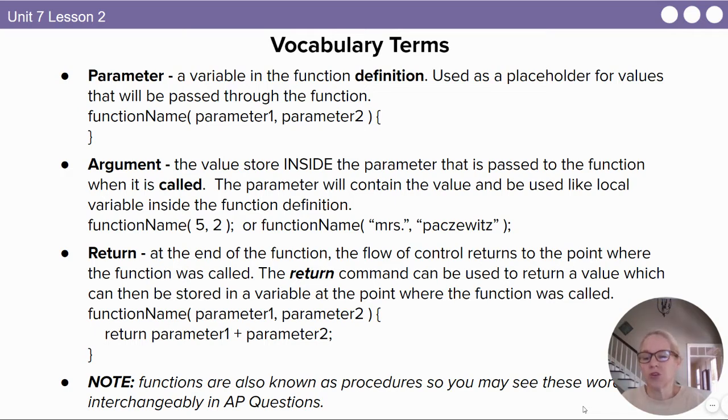A return is at the end of a function. The flow of control returns to the point where the function was called. A return command, when we haven't used those before, it's just return to the point of where it was called. But now we're going to use a return command to return a value which can then be stored in a variable at the point where the function was called. So here's an example of function name, parameter 1, parameter 2, and then inside of the function, this function is going to return the sum of those to some point.